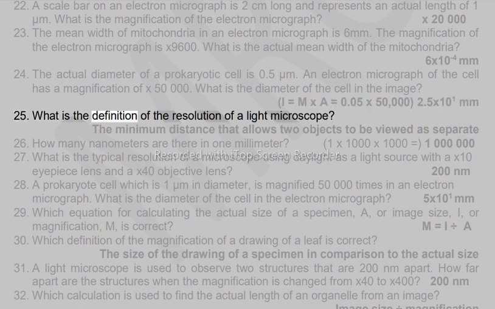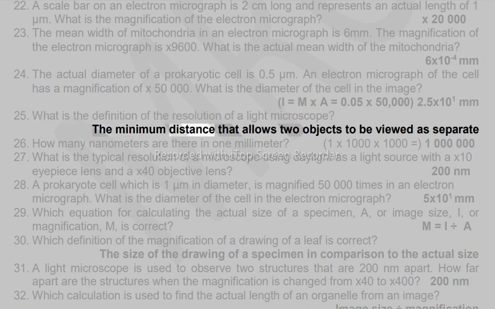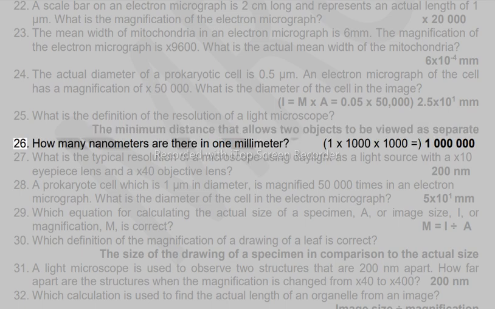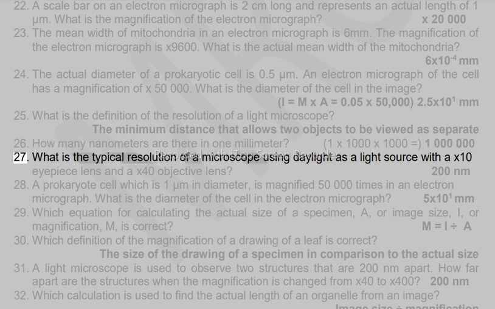25. What is the definition of the resolution of a light microscope? The minimum distance that allows two objects to be viewed as separate. 26. How many nanometers are there in 1 millimeter? 1 times 1000 times 1000 is equal to 1,000,000.